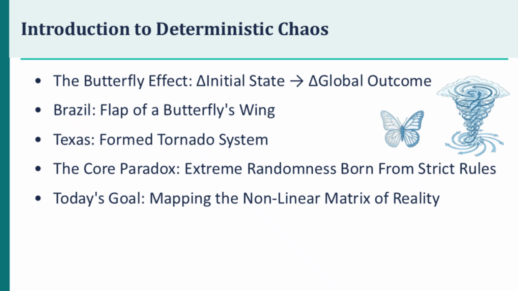Have you ever wondered how a single flap of a butterfly's wings in Brazil could set off a tornado in Texas? Welcome to the hidden mathematical matrix that governs our seemingly random universe, chaos theory. Today, we are peeling back the layers of unpredictable systems to reveal the rigid mathematical laws hidden underneath.